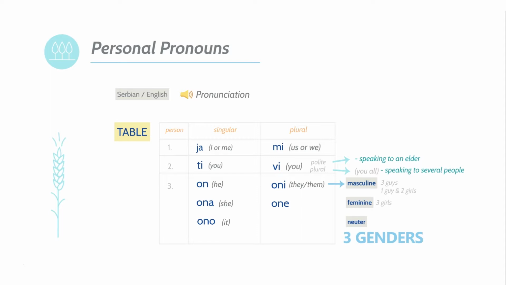If you are talking about 1 guy and 2 girls, you would say oni, because if there is 1 guy present in the group, the gender is always masculine. If you are talking about 3 children, you would say ona, because in Serbian, the word child is neutral. In future videos, we will explain the role that genders play in the Serbian language and how they influence other aspects of Serbian grammar. But for now, just know that they exist.